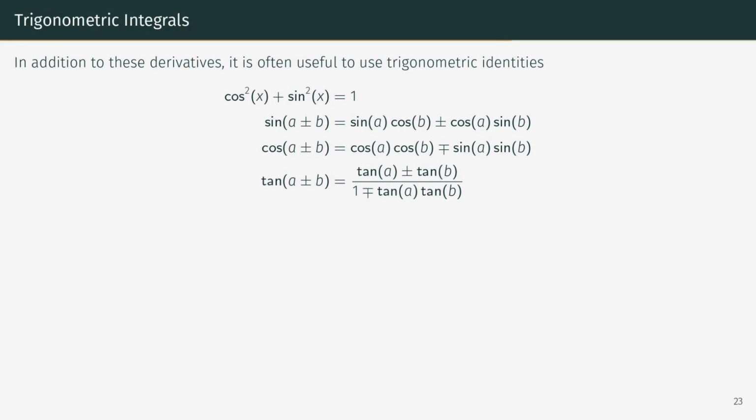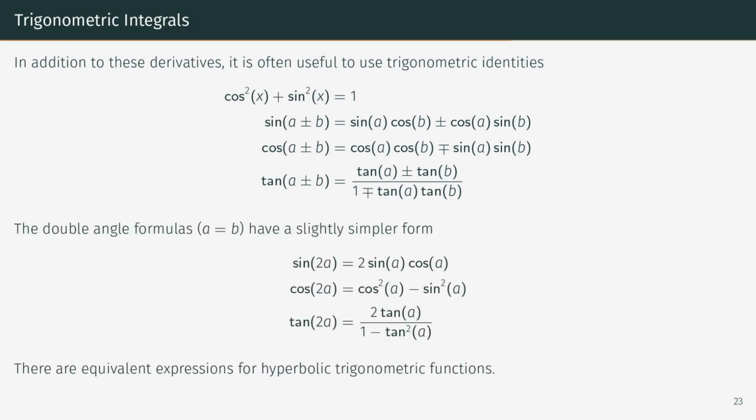The cosine of A plus or minus B equals the cosine of A cosine of B minus or plus the sine of A sine of B. And finally, the tangent of A plus or minus B is the tangent of A plus or minus the tangent of B, divided by 1 minus or plus the tangent of A tangent of B.